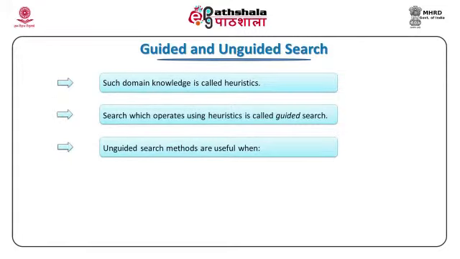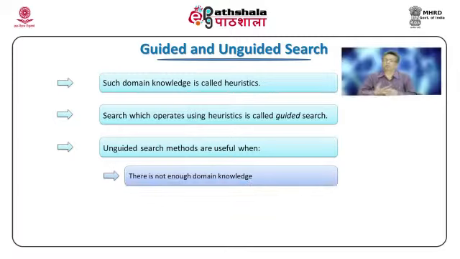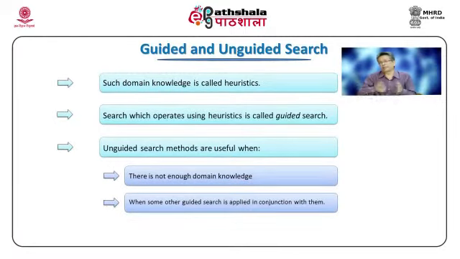Unguided search is used in two cases. There is not enough domain knowledge. We do not know. Okay. And when there is some guided search already applied, the problem domain becomes so small that you do not need to worry about heuristic. You just try exploring all possible options and solve it.